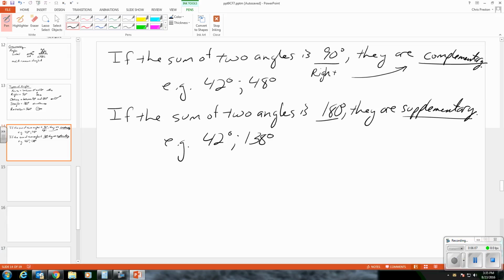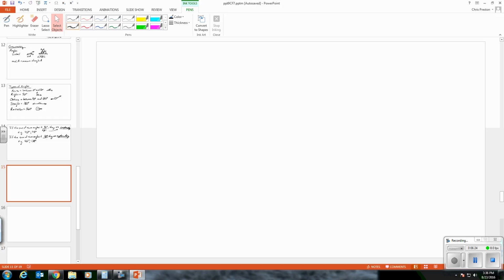So you always remember it's right to complement someone, you can remember that pair and then just remember the other pair. Supplementary must go with 180. All right. So that's a brief little thing about angles. Not going to get any deeper into angles than that.